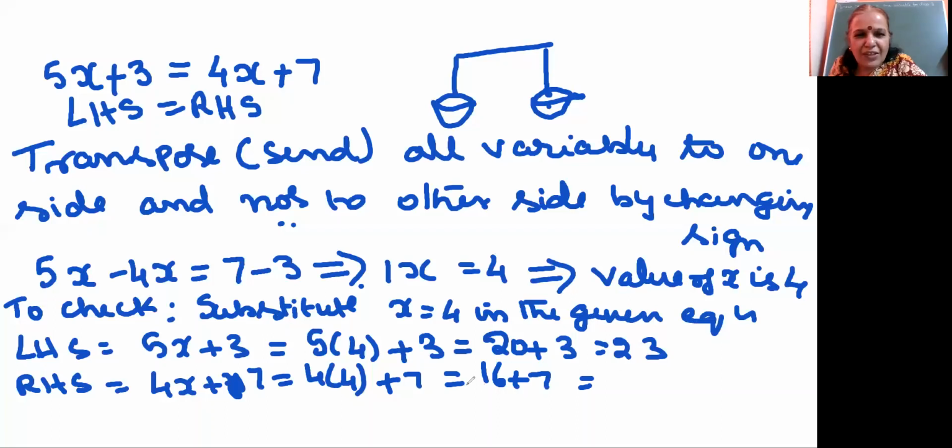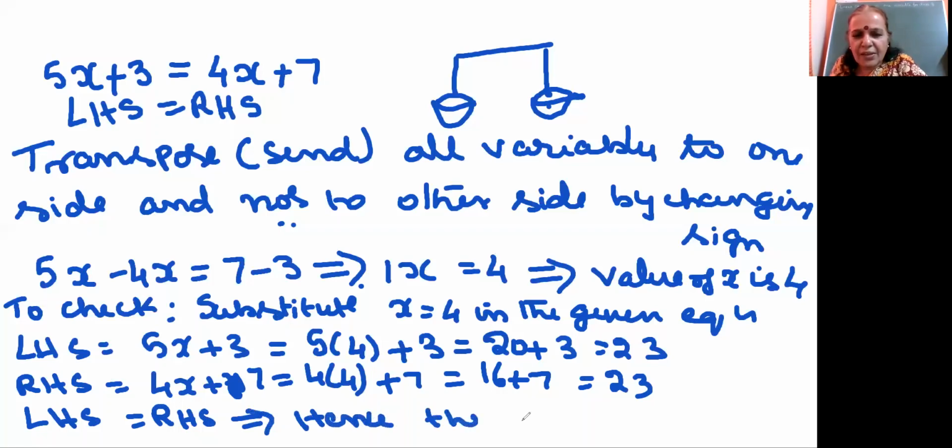Right hand side, 4x plus 7, and value of x is 4. 4 4s are 16, 16 plus 7 is equal to 23. Therefore, left hand side is equal to right hand side. Hence the answer is correct.